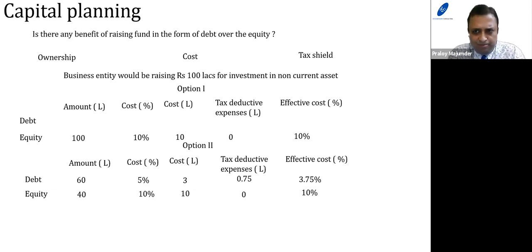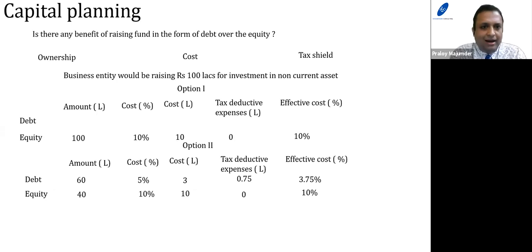First of all, ownership. Ownership means the entity is not parting with ownership. In the case of equity, it is giving equity shares, so it is parting with ownership. So one benefit is ownership. Second is the cost, because the cost is lower in the case of debt. Third one is the tax shield. Now let me explain what this tax shield means. A business entity would be raising 100 lakhs for investment in non-current assets.